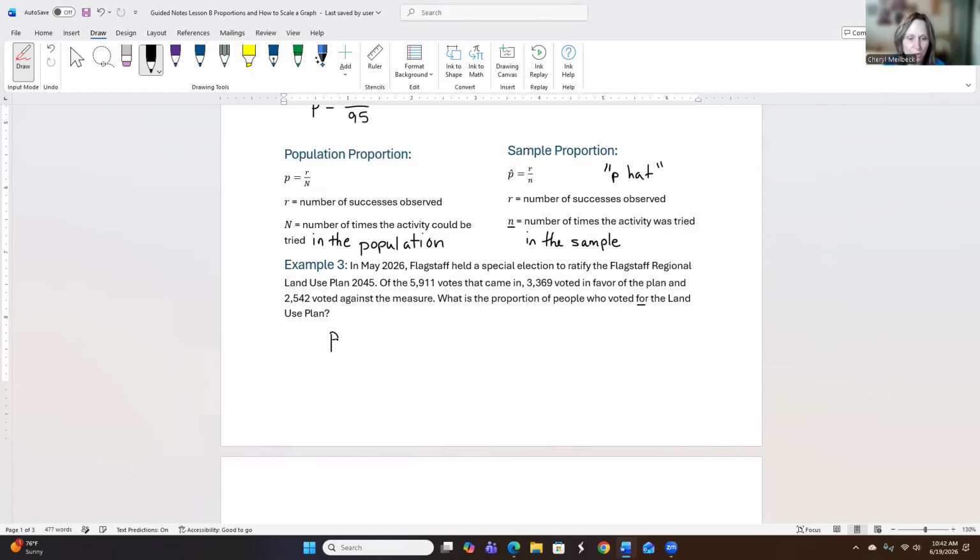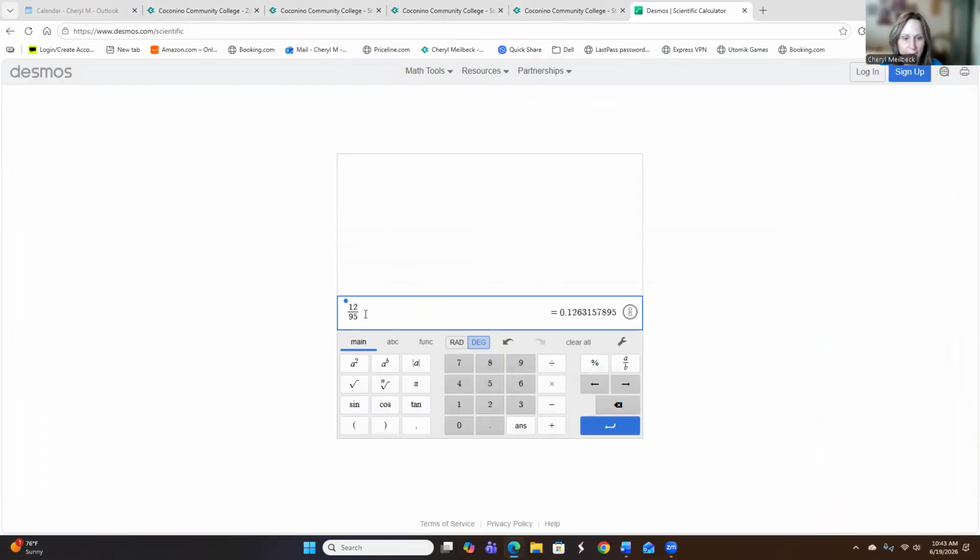So we know that proportion is P. We put the total number on bottom and the successes on top. In this case, successes would be considered the people who voted for the land use plan, which is that 3,369. So that goes on top of our fraction, and the total number, 5,911, goes on bottom. I don't know if that reduces, so let's go to Desmos and see what we get.